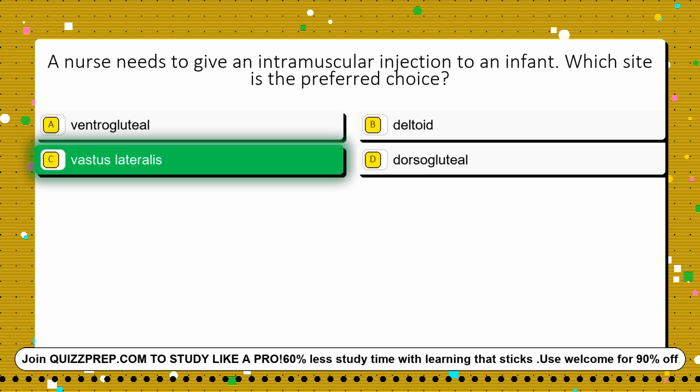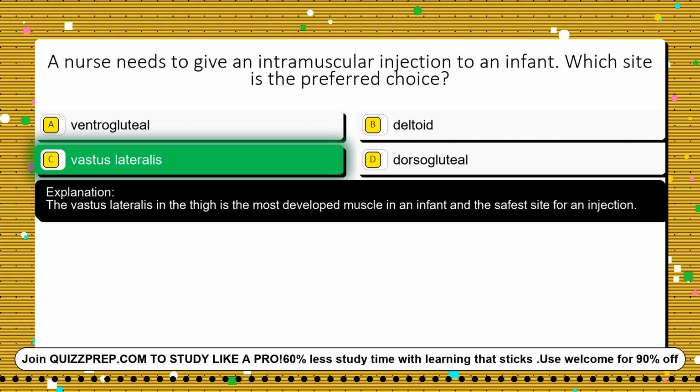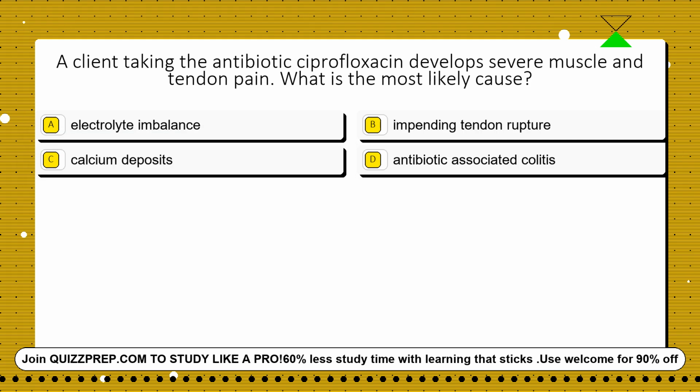The correct answer is option C, vastus lateralis. The vastus lateralis in the thigh is the most developed muscle in an infant and the safest site for an injection. Question 6. A client taking the antibiotic ciprofloxacin develops severe muscle and tendon pain. What is the most likely cause?